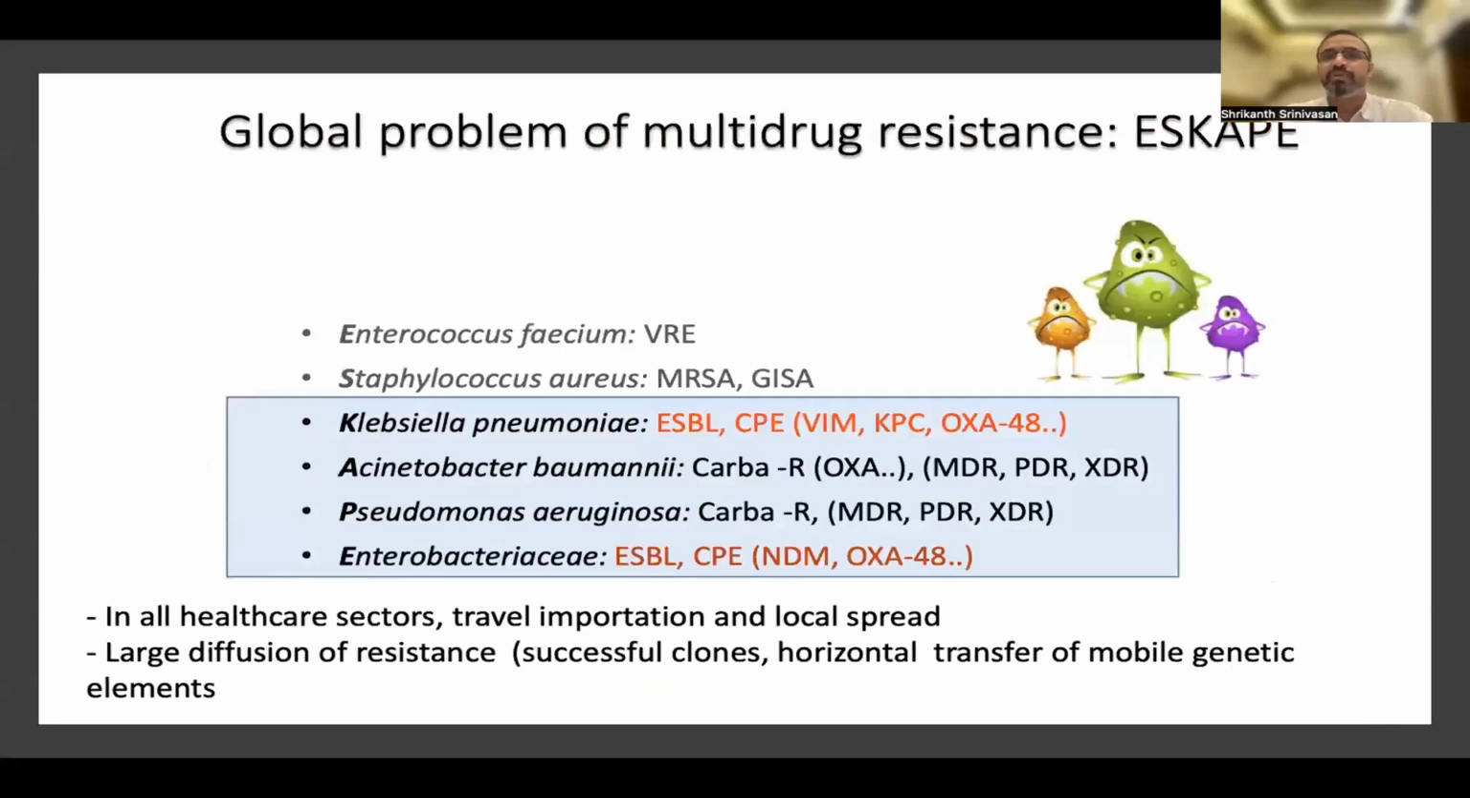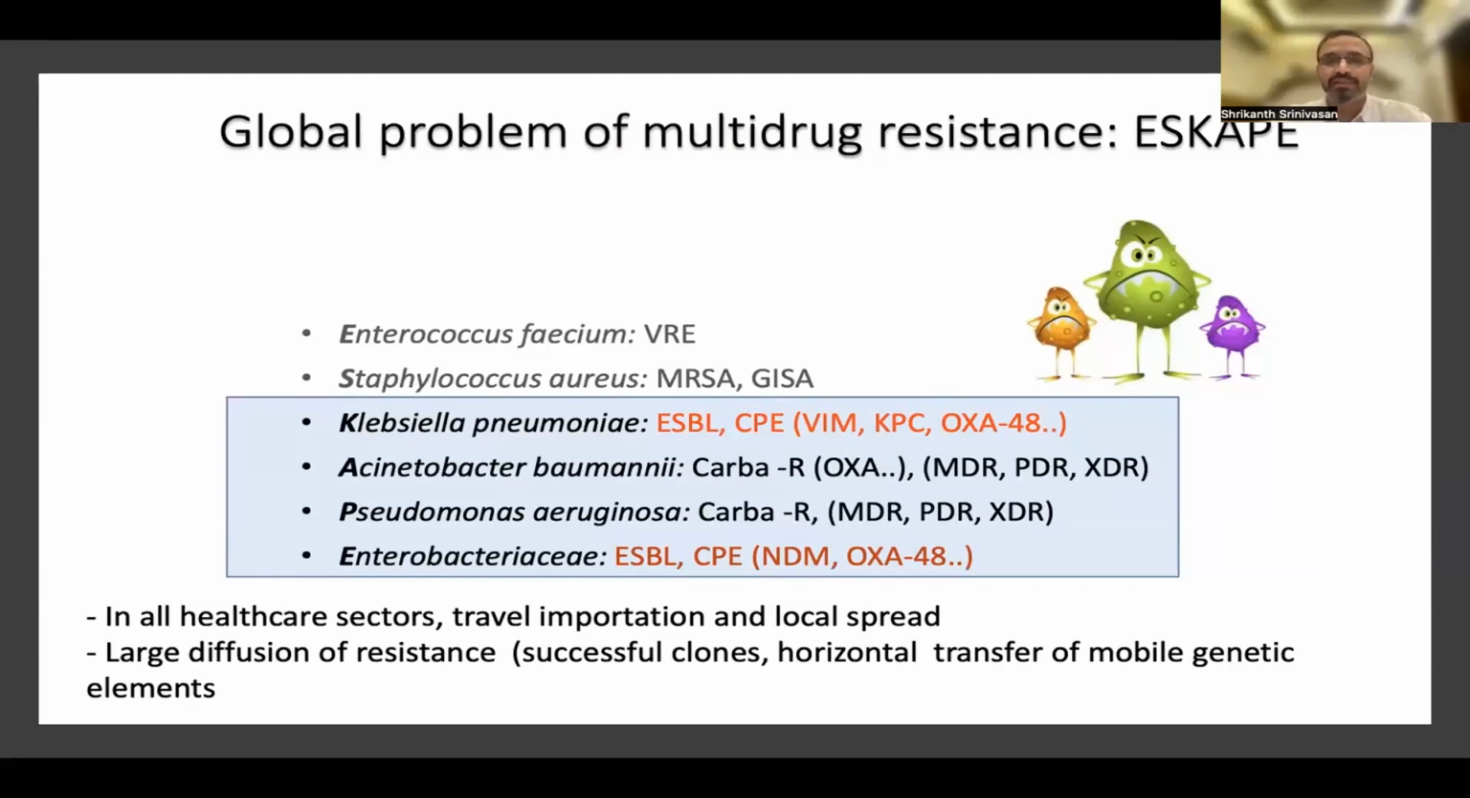And we have this global problem of MDR pathogens, which goes by the acronym ESCAPE. These include Enterobacteriaceae, Pseudomonas, Acinetobacter, and Klebsiella. And the mechanisms of resistance are numerous. We'll talk about them in the future slides. Along with that, we are also having a rise in Staph aureus, the MRSA and the GISA strain, and the Enterococcus faecium, which could be the VRE strain.